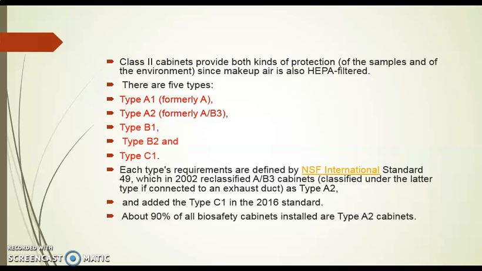Type A1, formerly called A. Type A2, formerly called A by B3. Type B1, Type B2 and Type C1. Each type's requirements are defined by NSF International Standard 49, which in 2002 reclassified A/B3 cabinets into Type A2 and added the Type C1 in the 2016 standard. About 90% of all biosafety cabinets installed are Type A2 cabinets.